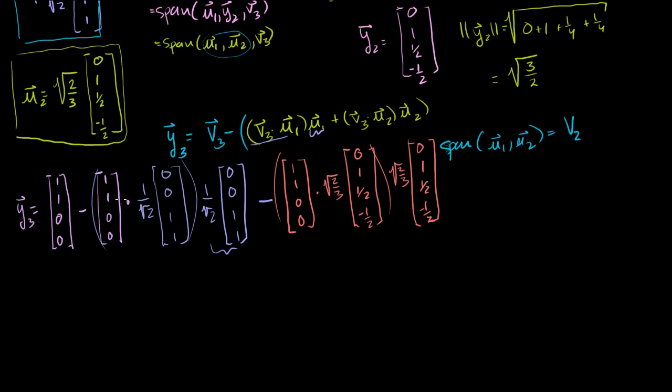So this is going to be equal to the vector 1, 1, 0, 0 minus 1 over square root 2, 1 over square root 2, multiply them, you're going to get 1/2, 1/2. And when you take the dot product of all of these, you actually get 0, right? So this guy, v3, was actually already orthogonal to u1.